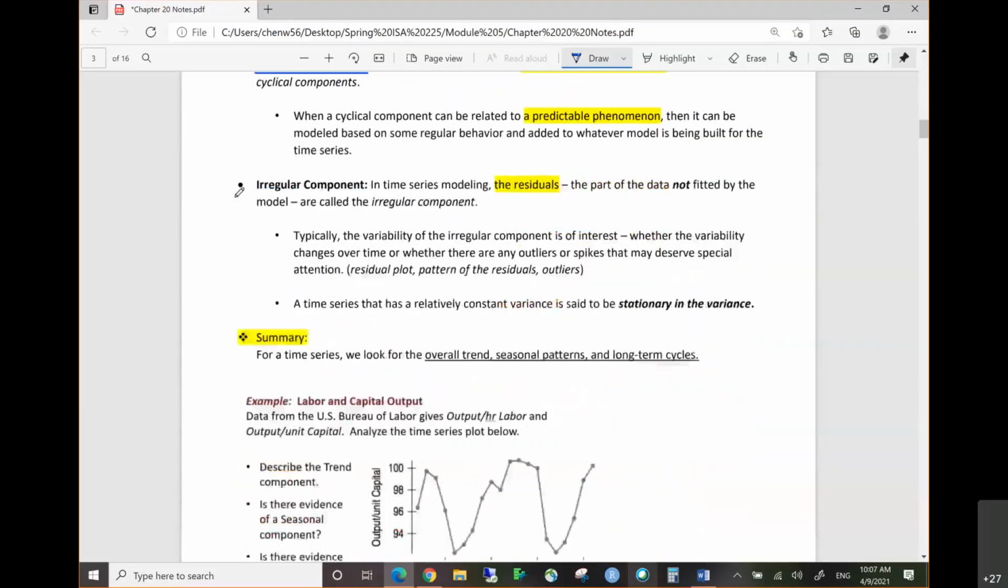And the last one, the irregular component, takes care of cases where, for example, the time series has random fluctuation, a lot of jumping, or any outlier spikes. Then this time series has an irregular component.